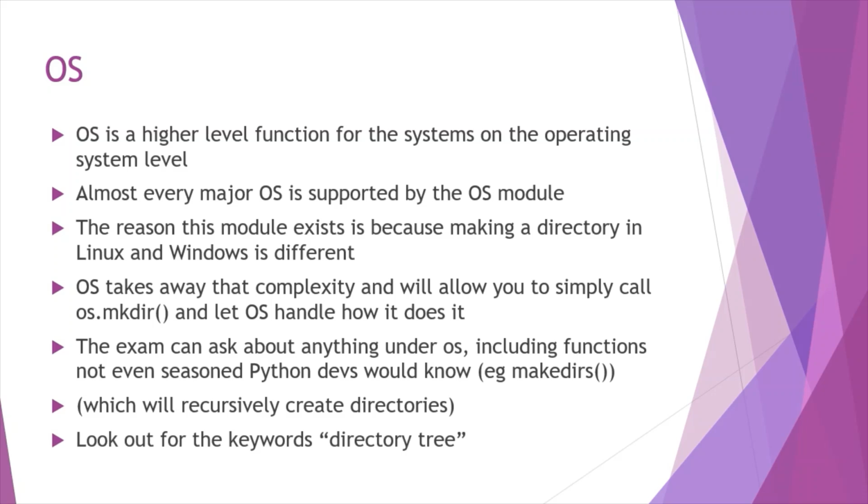You could just use os.mkdir if the initial directories existed, and it doesn't actually tell you if they exist or not. It just says make this directory tree. So it might ask you in a roundabout way for that, and that's what you've got to look out for.